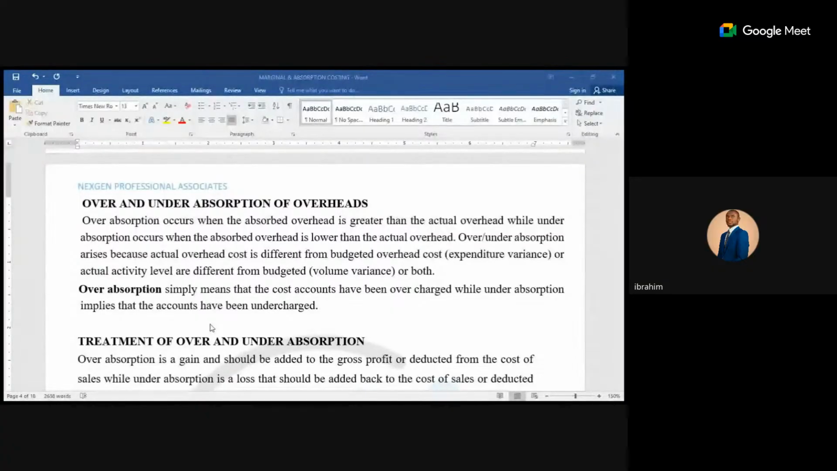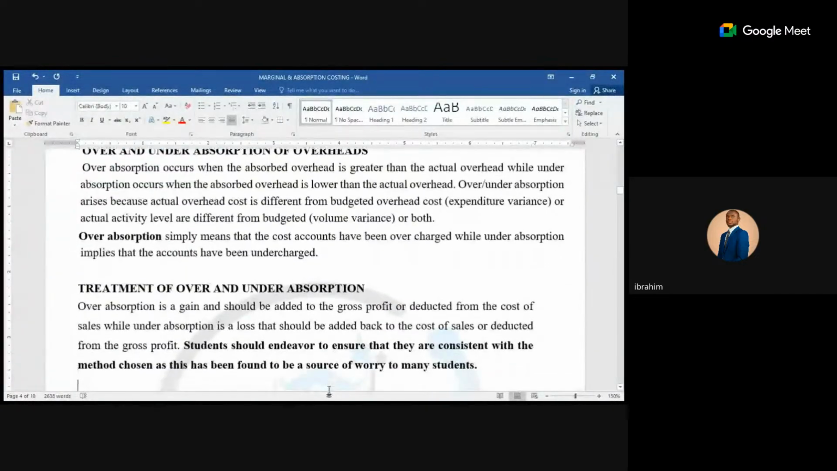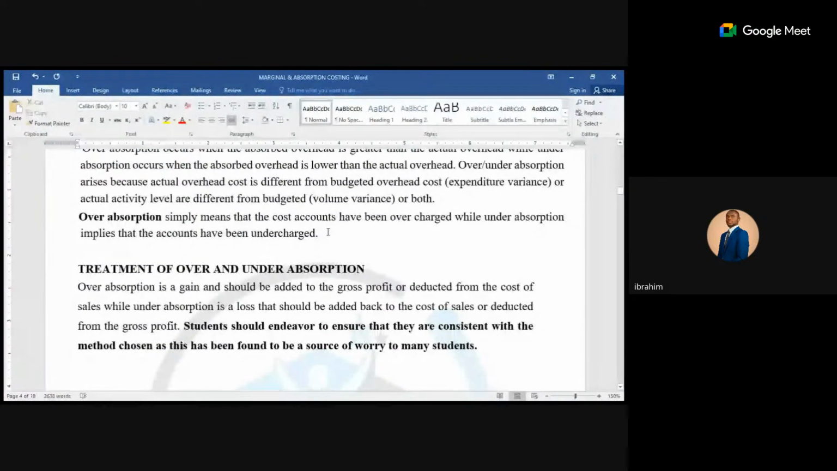Now, what I'm trying to explain here is that you budgeted for something, and there are two different things: your actual cost and your budgeted cost, right? If it is different, you can have what we call over or under absorption. Now, over absorption simply means that the cost account.